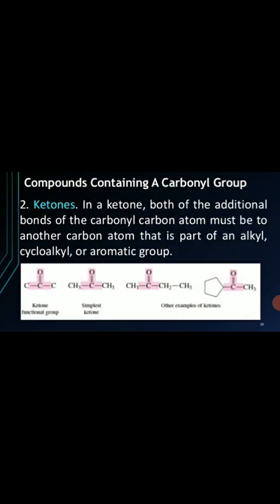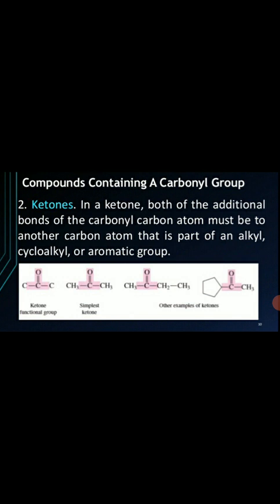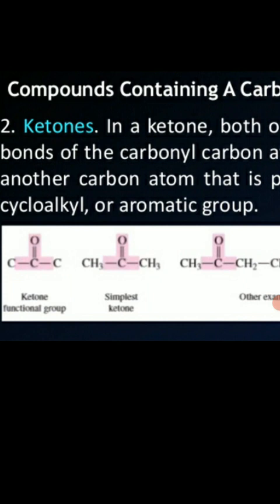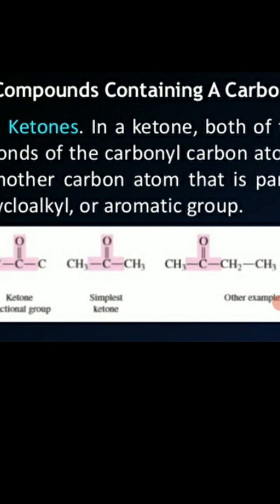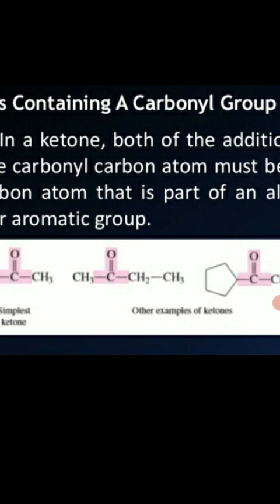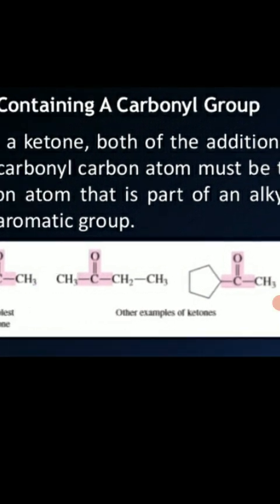Now the second compound which contains the carbonyl group is the ketone. In a ketone, both the additional bonds of the carbonyl carbon atom must be to another carbon atom that is part of either an alkyl group, a cycloalkyl or an aromatic group, right? So it can be to both carbon atoms like the simple ketone CH3 and CH3, or it can be to two different alkyl groups, right, or it can be to a cyclohexyl group or it can be to an aromatic ring also.